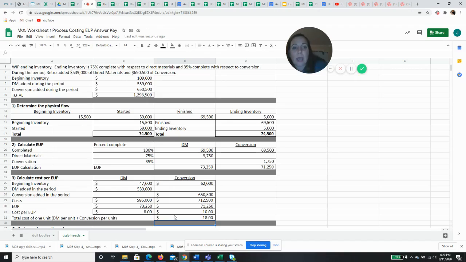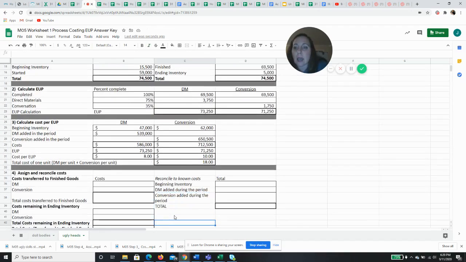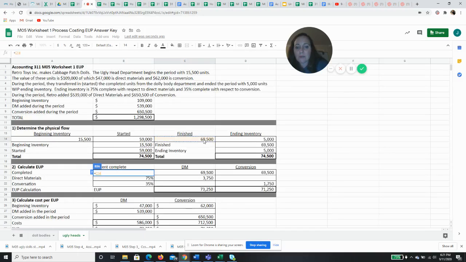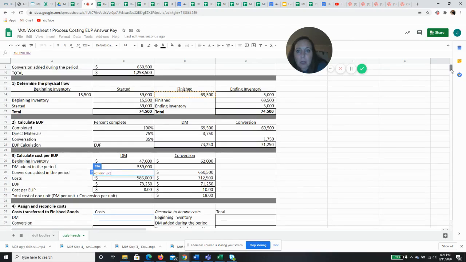All right, let's go ahead and assign our costs and reconcile our costs, and then we will be done. All right, so first we're going to assign costs to our finished goods, the ones that we finished out of this department. So in order to do that, we're going to take our finished number of units from step 1, 69,500, and we're going to multiply it by our direct materials cost per unit. It's going to be right here. And we're going to get 556,000.